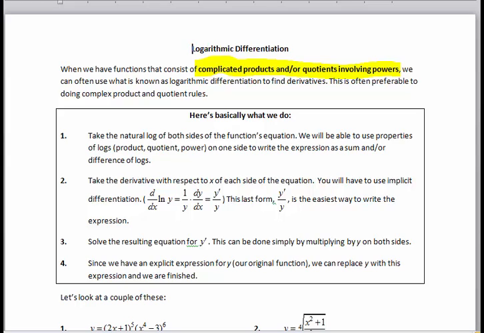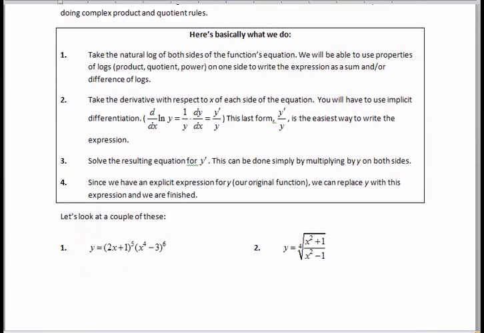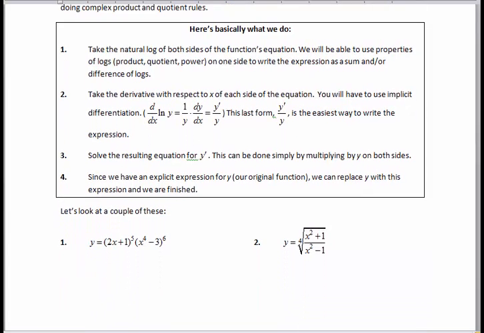And once we do that, we can use our properties of logs to write the expression as a sum and/or difference of logs, right? We just use our product, our quotient, and our power properties to do that. And then we'll just take the derivative with respect to x of each side of the equation. And that's going to involve using implicit differentiation, of course, because we're going to have to take the derivative of the natural log of y, right?